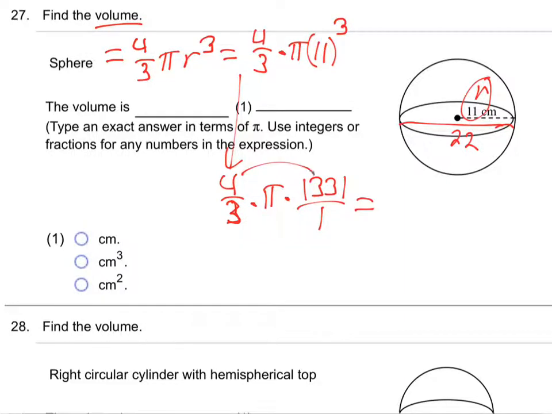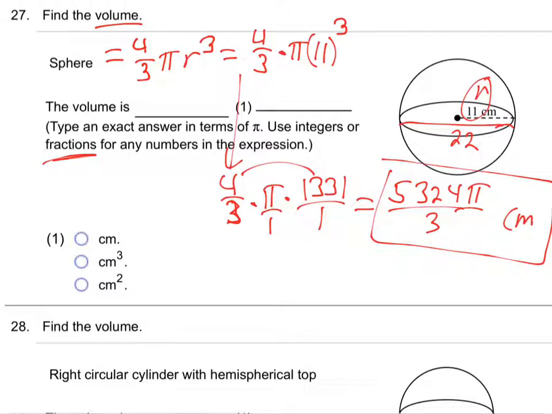So multiply 4 times 1331 on your calculator. I'm getting 5324 over 3. The pi, you can put it in the top or the front. It doesn't matter because the pi is over 1. It's the same thing either way. 5324 pi over 3. If you divide by 3, you get a decimal. They don't want a decimal. They want a fraction. So there's our answer. And we have to give the units cubic centimeters because, again, volume is cubic units. There we go.